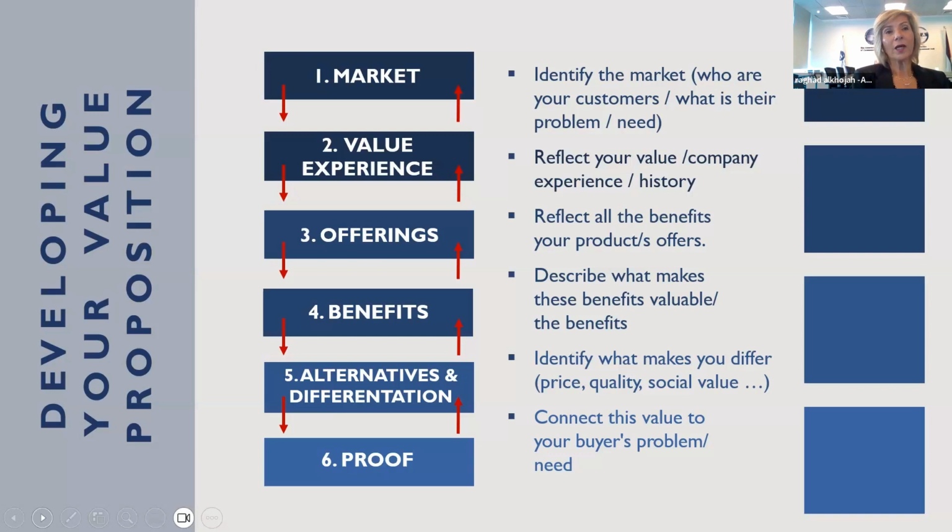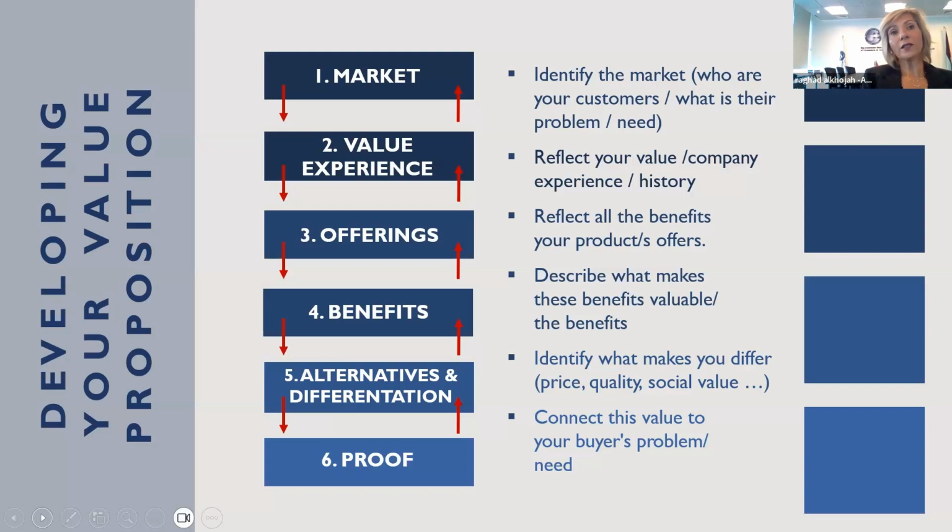Number 4 is benefits. Here you need to describe what makes these benefits valuable and actually point out the benefits of you being a sourcing agent or you being the preferential choice for your partner to do business with you in the US. Number 5 is alternatives and differentiation. You need to identify what makes you differ. Is it price? Is it quality? Is it social values? And we'll go into detail of that in today's presentation as well.